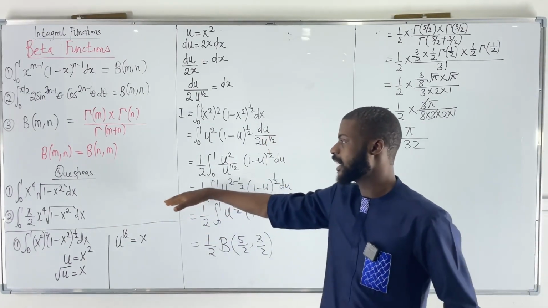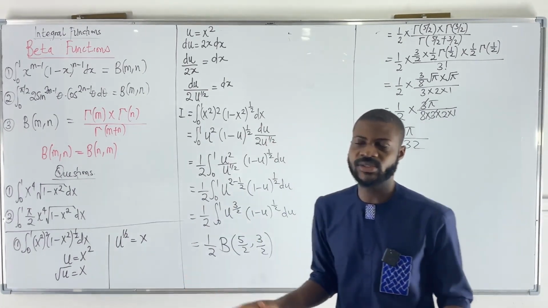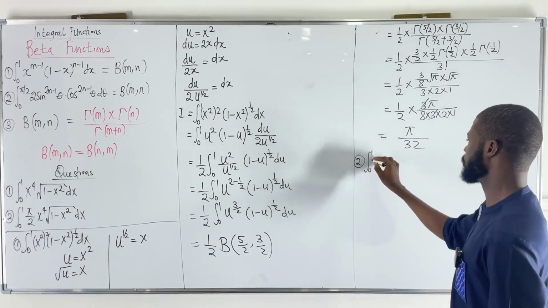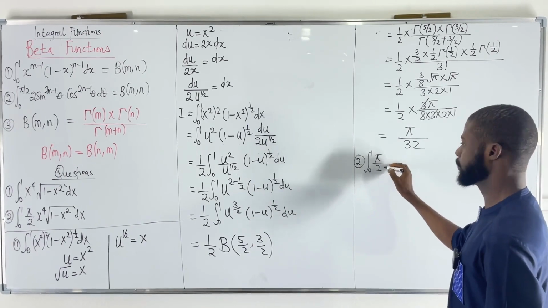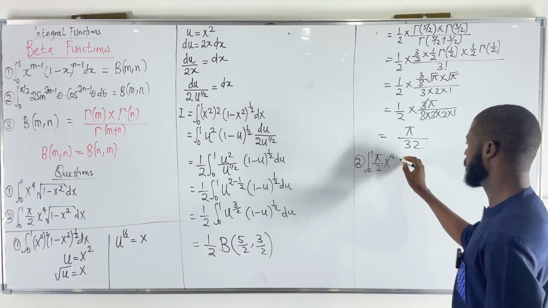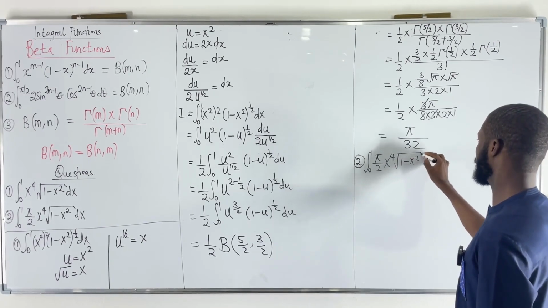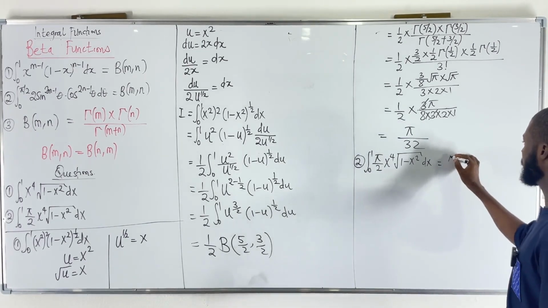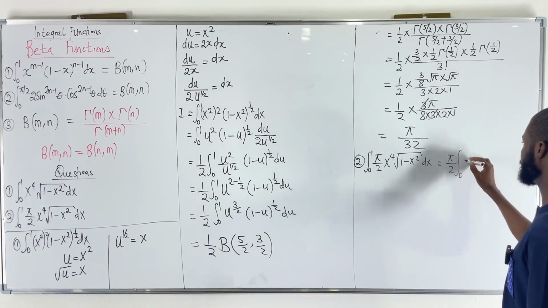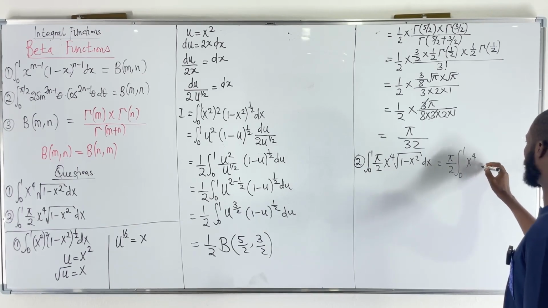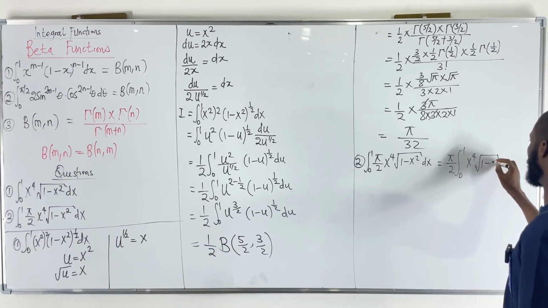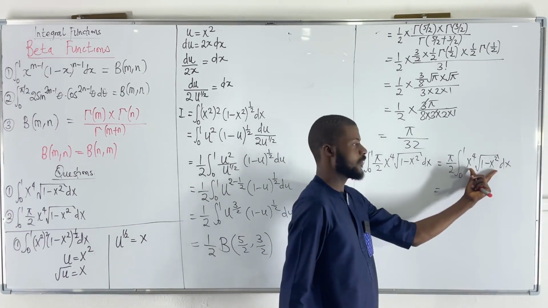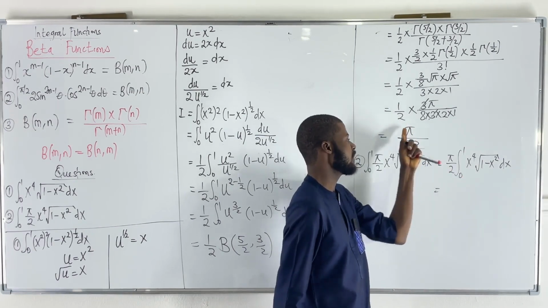But remember I said that the first integral and the second integral are not actually different. So let's do the second integral. The second integral says integral from 0 to 1 of pi over 2 x to the 4 root 1 minus x squared dx. Now I could write this as pi over 2, since it's a constant, integral from 0 to 1 of x to the 4 root 1 minus x squared dx. Now we'll solve for this part. And the answer we had for this part is pi over 32.